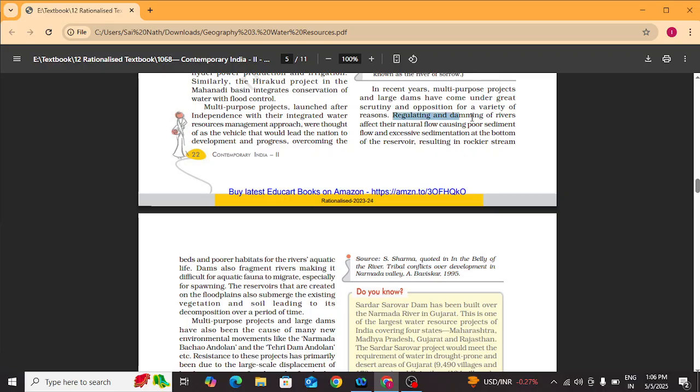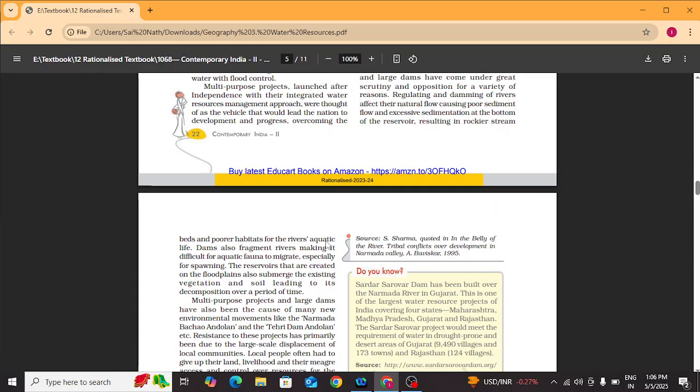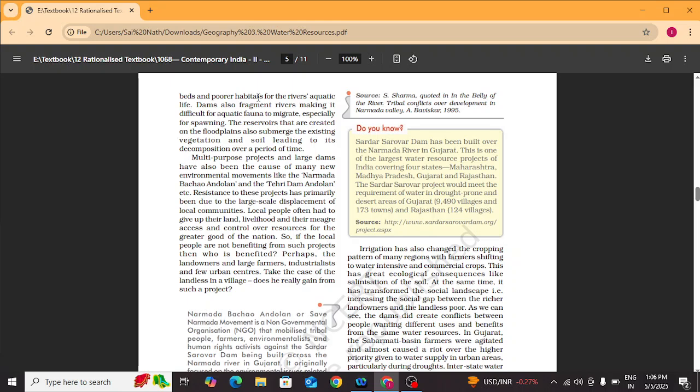First of all, regulating and damming of rivers will affect the natural flow, causing poor sediment flow and excessive sedimentation at the bottom of the reservoir, resulting in rockier stream beds and poor habitats for river aquatic life, hence affecting aquatic life. Also, it fragments rivers, making it difficult for aquatic fauna to migrate, especially for spawning, and flood plains also submerge existing vegetation and soil, leading to its decomposition over a period of time.